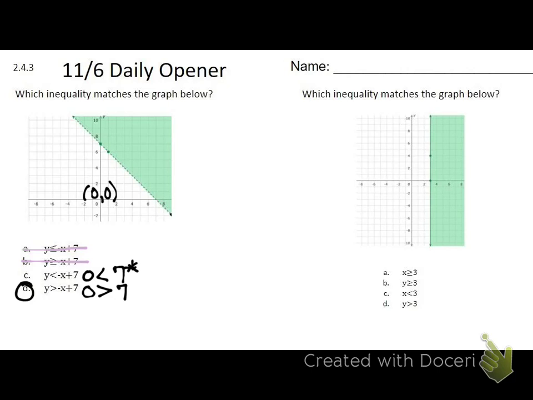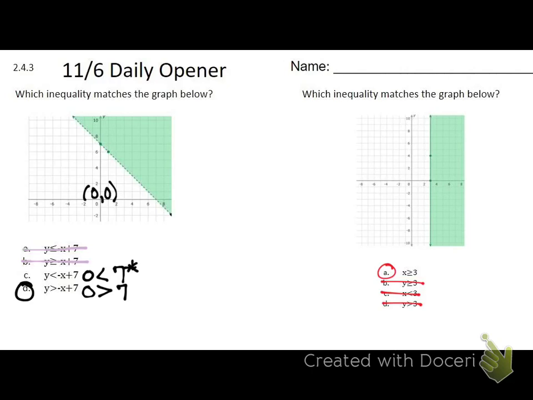Okay, let's take a look at our next one. We can easily cross out 2 of these answers. Which answers can I immediately cross out? C and D, because of my boundary line. This time my boundary line is solid. Which other one can I automatically cross out? B, because it's y, not x. So our answer is going to be A, because it's an x-intercept. If it was a y-intercept, it would be a horizontal line. But it's an x-intercept because it's the line going through my x-axis, and it's a vertical line.